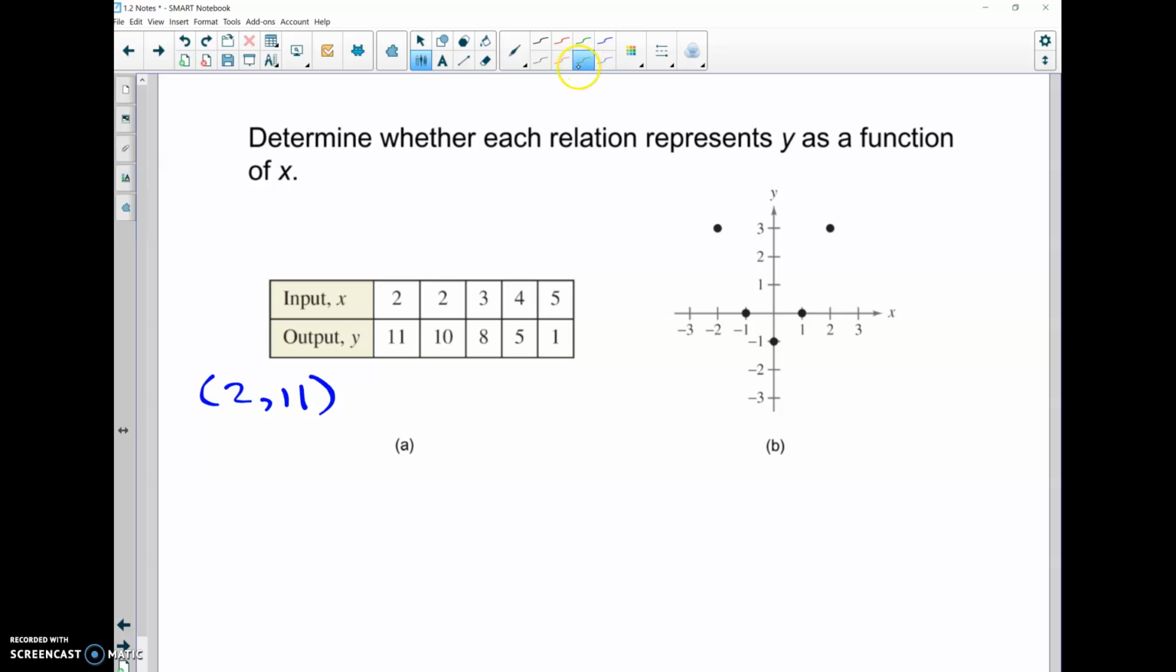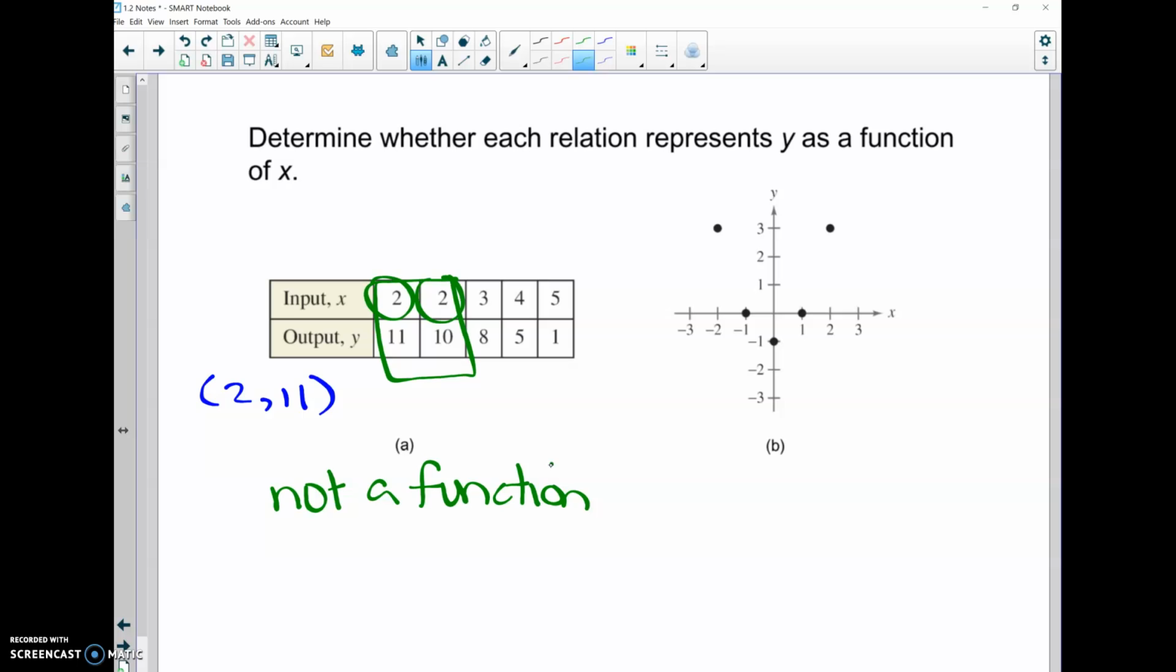If you notice, there are 2 input-outputs here that have 2 as the input. There's a repeated x. So because of that, this is not a function.